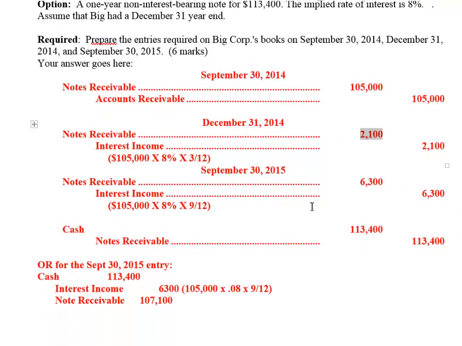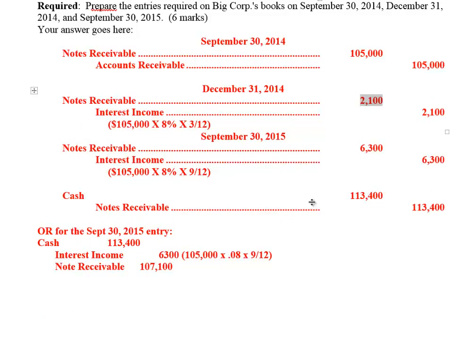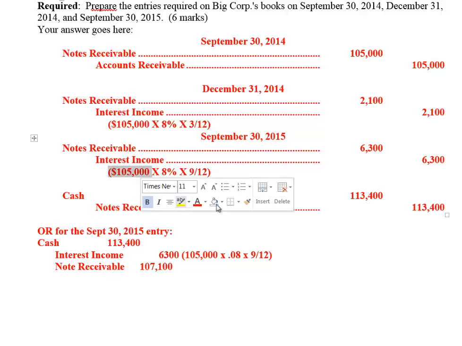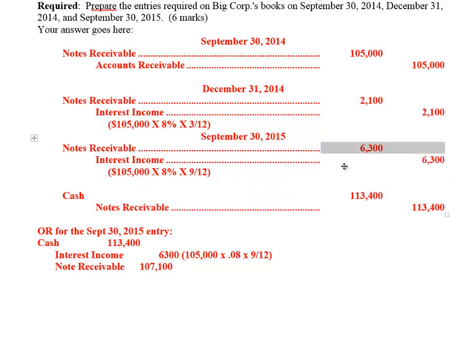Now on September the 30th, what are we going to do? You can set up the entry in a couple of different ways. Some students might say, well, I'm going to record my interest on the note, which gets debited directly to the note receivable. Why? Because it's non-interest bearing. We know the implied rate of interest is 8%. From January to September 2015, that's 9 months, on a $105,000 note, that's $6,300 of interest that gets debited to the note, and we're going to credit our interest revenue or interest income for $6,300.